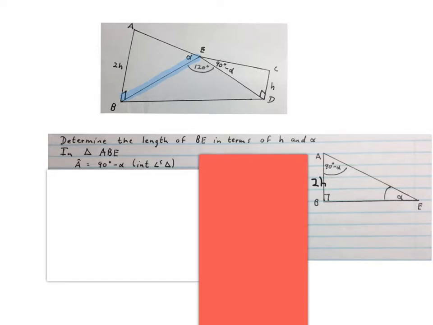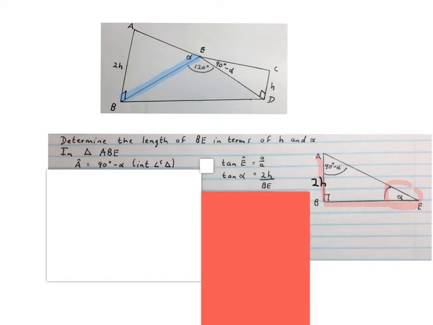First way, you can use your ratios of grade 10 and say tan of angle E is opposite over adjacent. Then you can write tan alpha is 2h over BE, that side over that side. Then you times by the LCD, BE on both sides. Divide by tan alpha to get the BE alone. So BE is 2h over tan alpha. Please stop the video and get your brain around this technique.